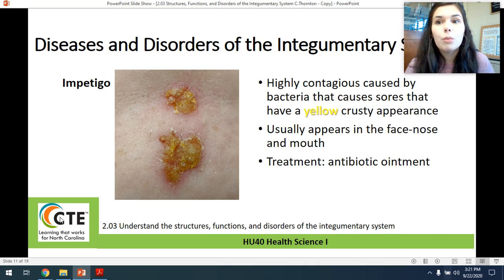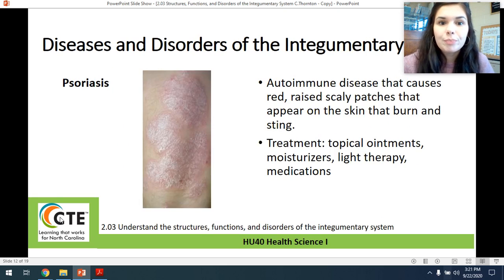And in some people, they will continue to get impetigo yearly over and over and over again, well into their 20s, because it is just a bacteria that can live on the skin, and some people are just prone to getting it more often than others.